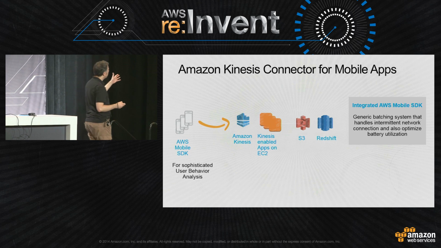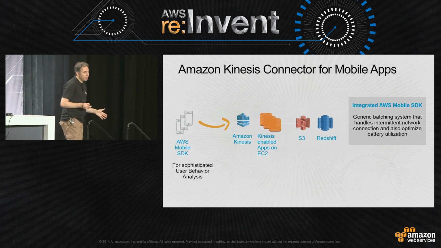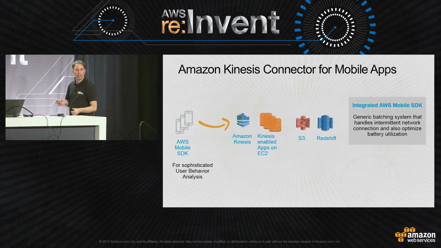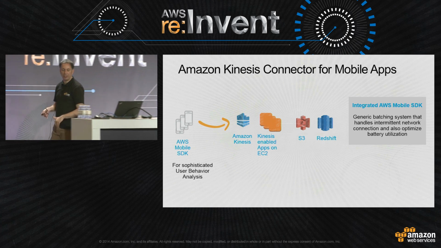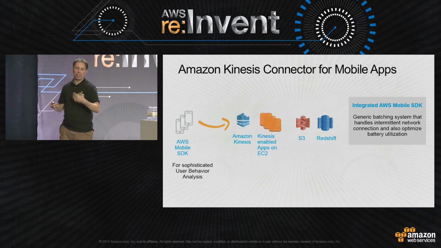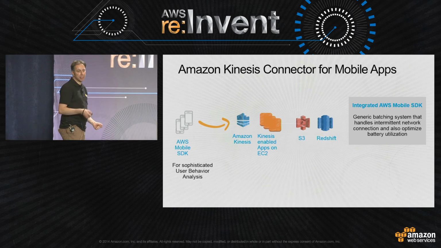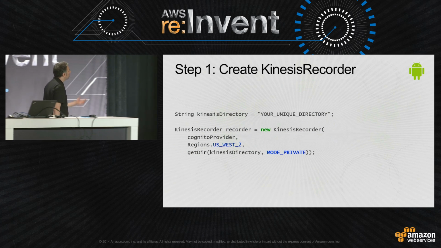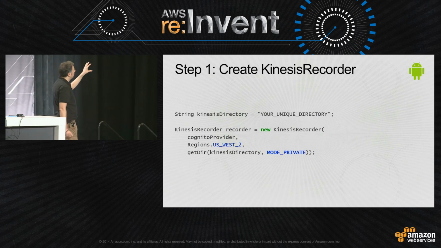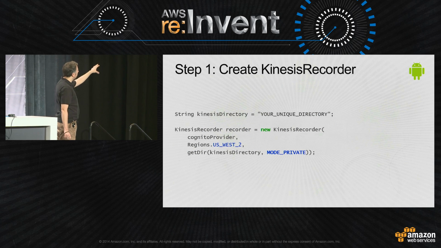So the Kinesis connector allows you to do that from the device very easily, and it's caching the data locally. So if there's no network connectivity, as with Cognito, you will still save data locally. And then when there is network connectivity, you can submit the events back to the platform. This is how it works. This is the Kinesis recorder on the mobile. You need a unique directory, which is just a string that you must define, to have a unique directory where you cache your file locally on your device.